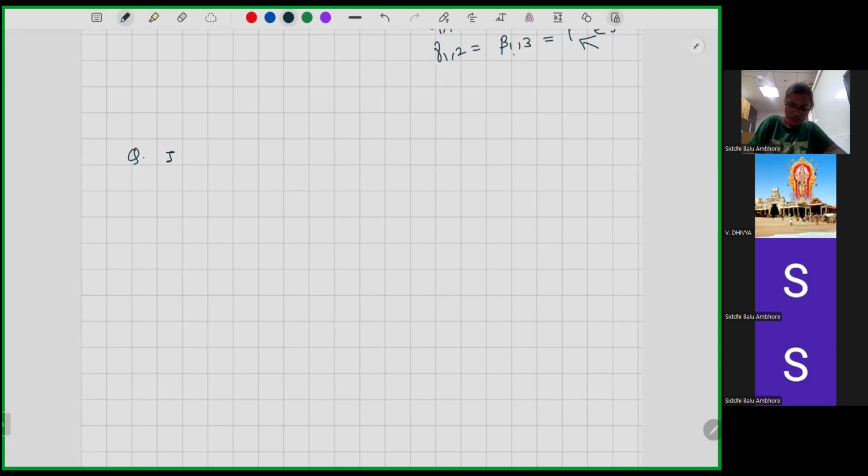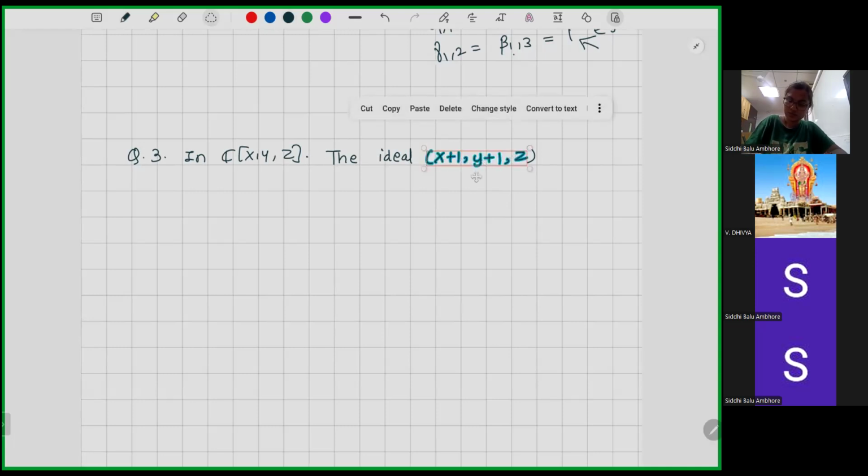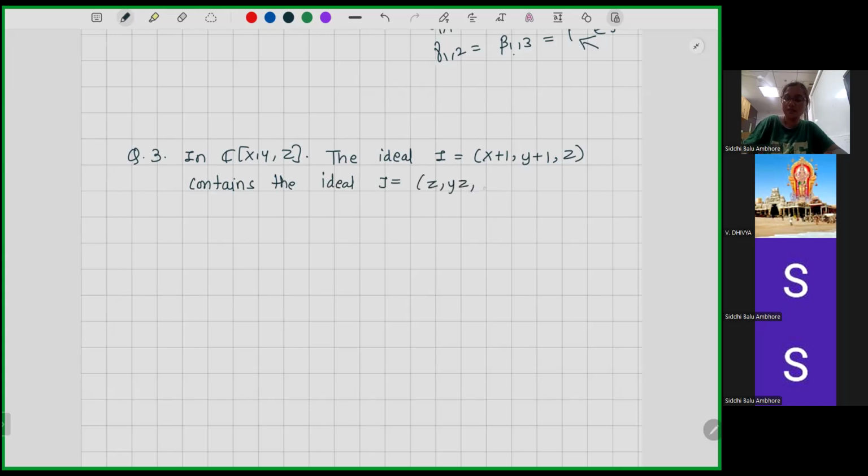Yeah. In question 3, in C[x,y,z], I mean we did this kind of question previously also, I think in week 3 or week 2. Ideal (x+1, y+1, z). This is my ideal I. Let this be my ideal I. We check whether this I contains the ideal J, which is generated by z, yz, y squared plus y, xy plus x, and xy minus y, or not. We have to check.